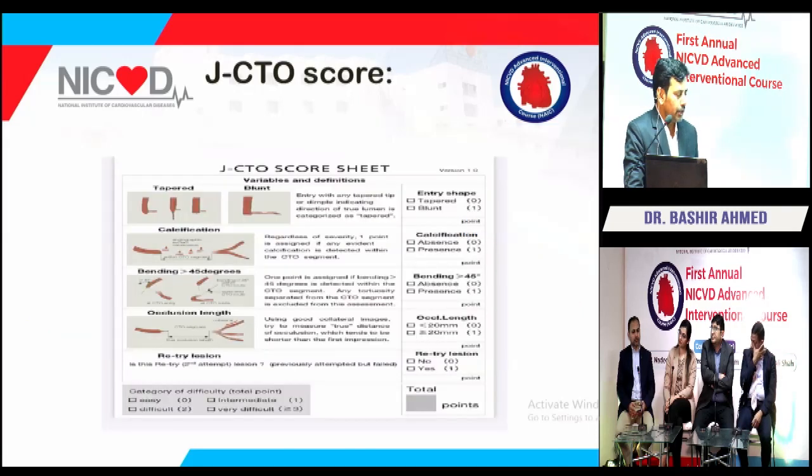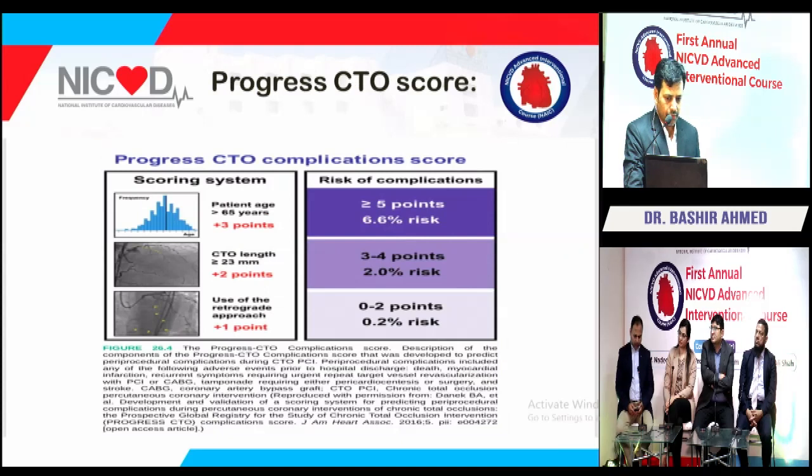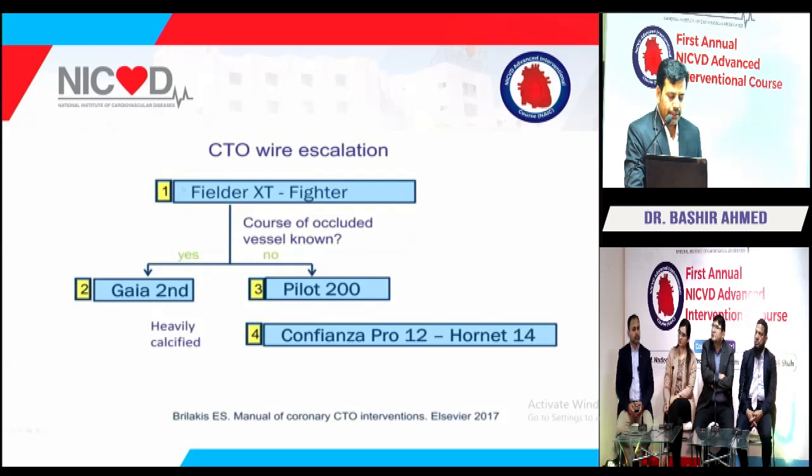And the CTO score, as Dr. Nauman mentioned, is important here. It mentions the tip, calcification, angulation, and lesion length. If your score is 2, the lesion is difficult, but if your score is 3 or more, then the lesion is very difficult. And regarding the complications of CTO, there is also a score, the PROGRESS CTO complication score, and here age has more points for the risk of the procedure.